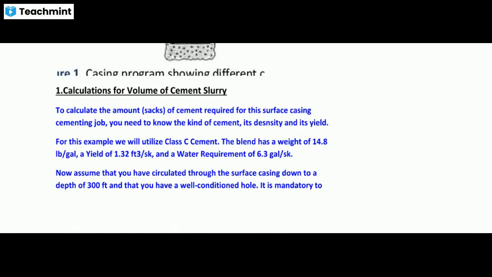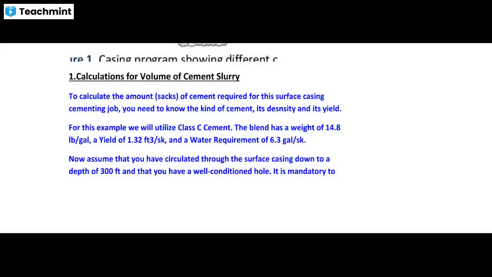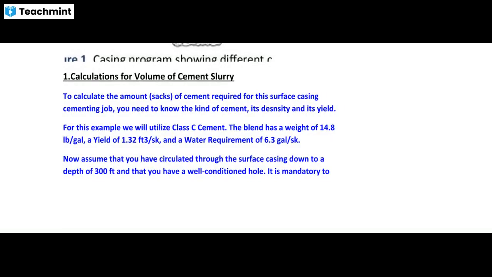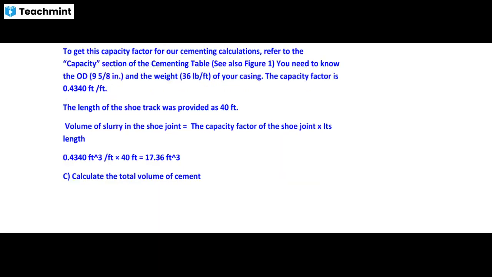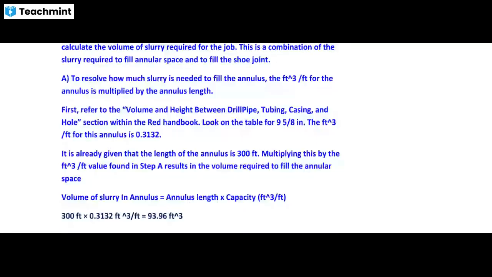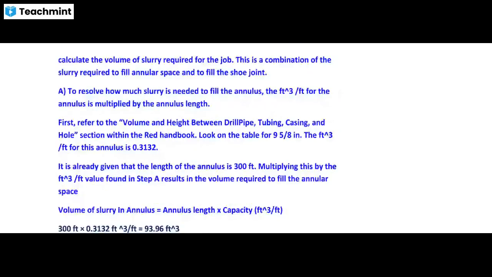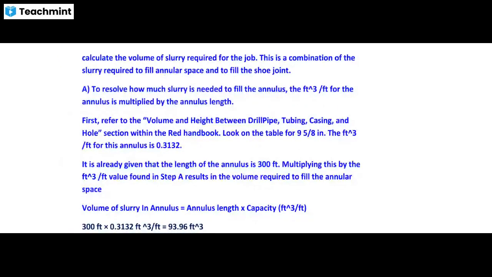For this, we will utilize class C cement, blend weight 14 pounds per gallon, with a yield of 1.32 and a water requirement of 6.3 gallons per sack. Now we have to assume that it is circulated through the surface casing up to a depth of 300 feet and a well conditioned hole. So now we have to calculate the volume of slurry required for the job.